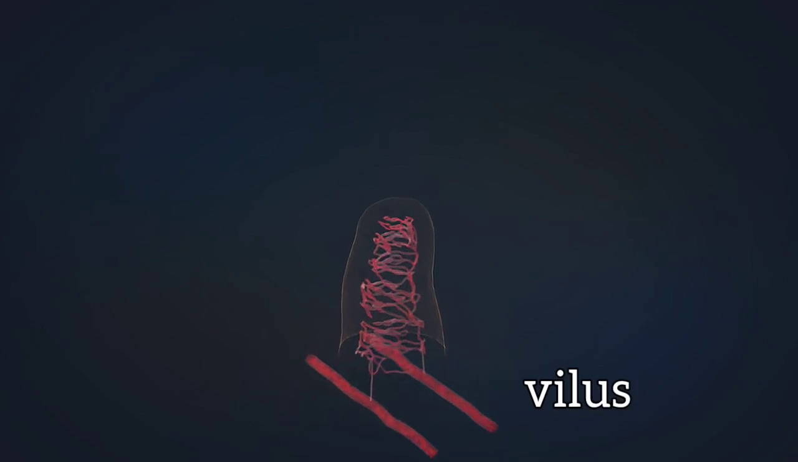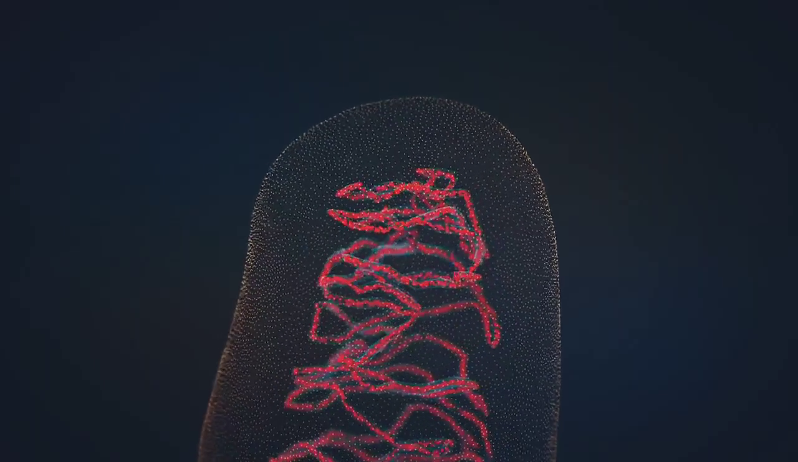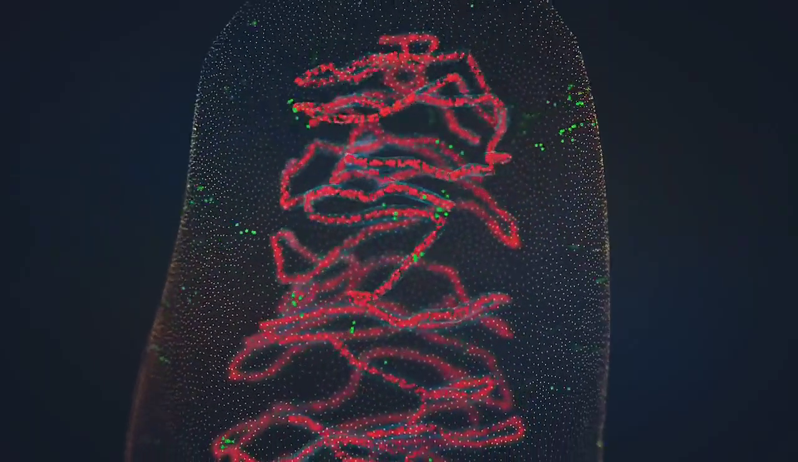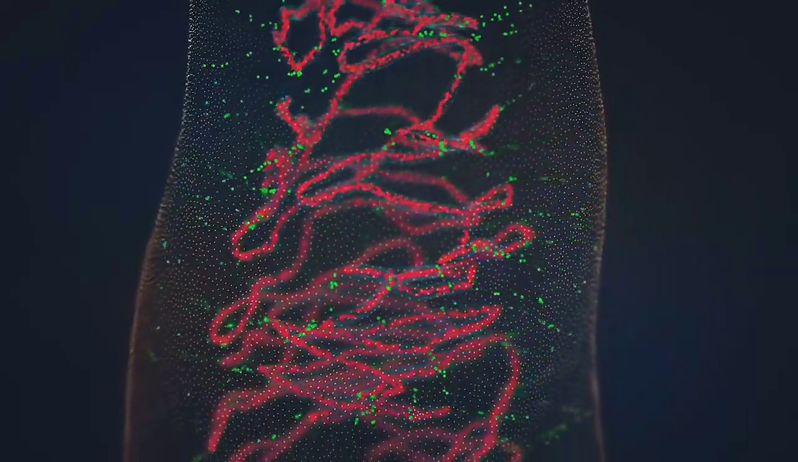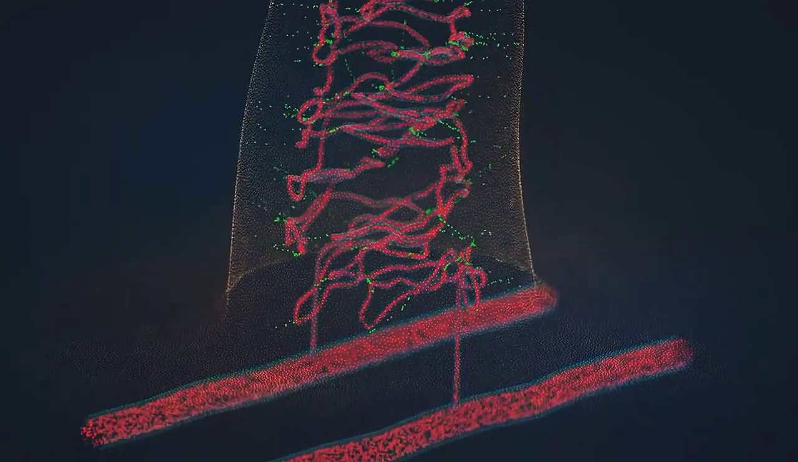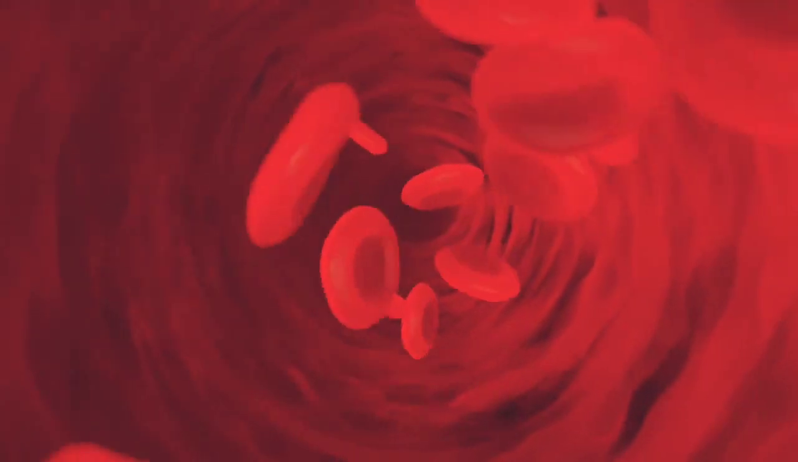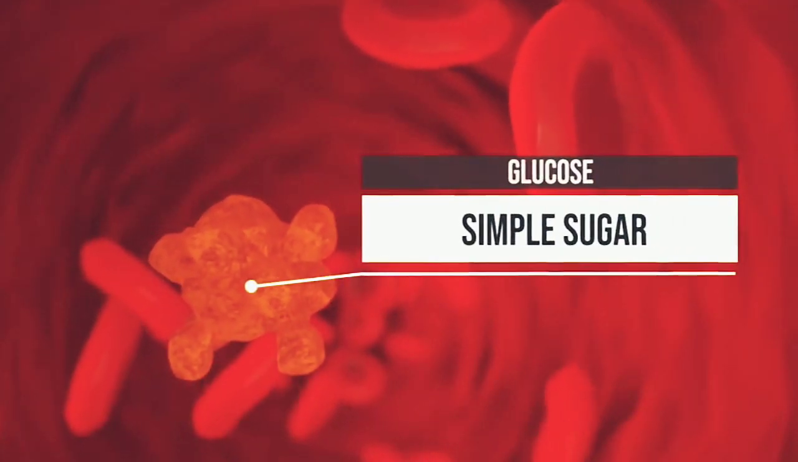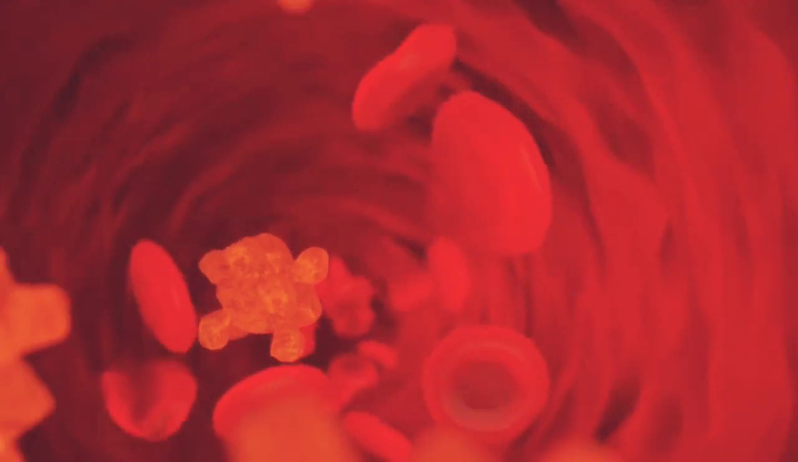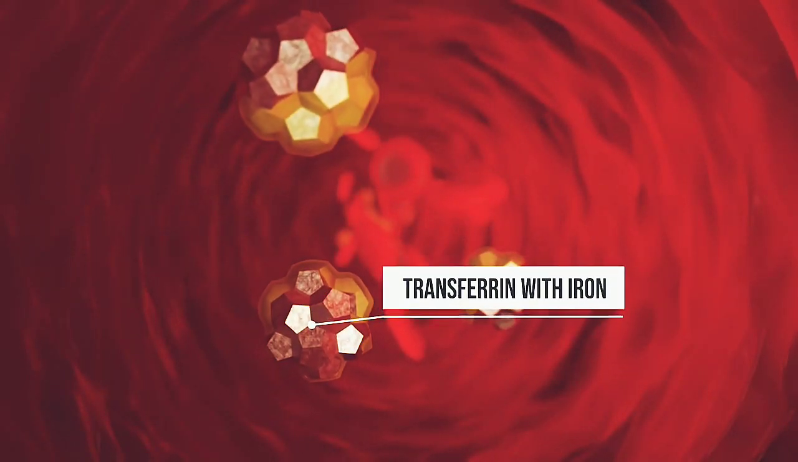Each villus contains blood capillaries and a lymphatic capillary called lacteal, which we will see later. The nutrients, marked green here, are absorbed by the villus and transferred to the blood capillaries. Some nutrients, such as glucose, do not require a carrier. They are transported freely in the bloodstream. Other nutrients, such as iron, require transport proteins like transferrin.